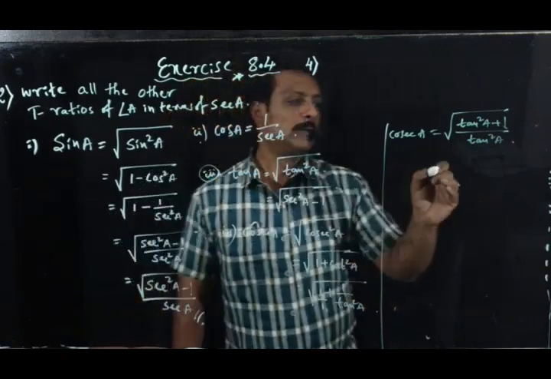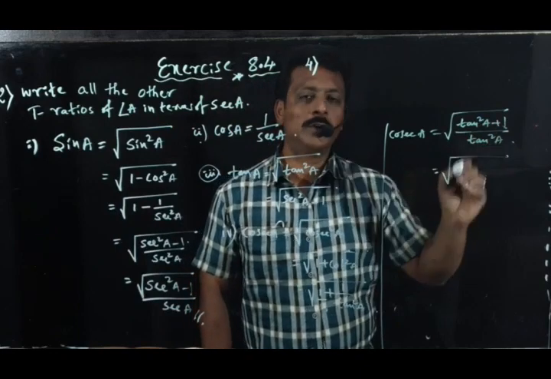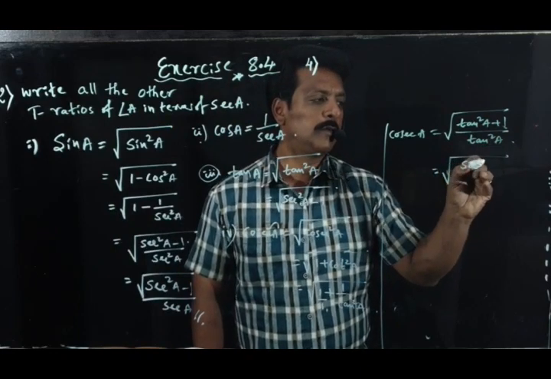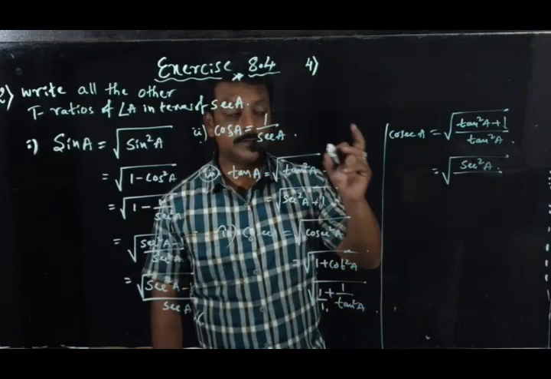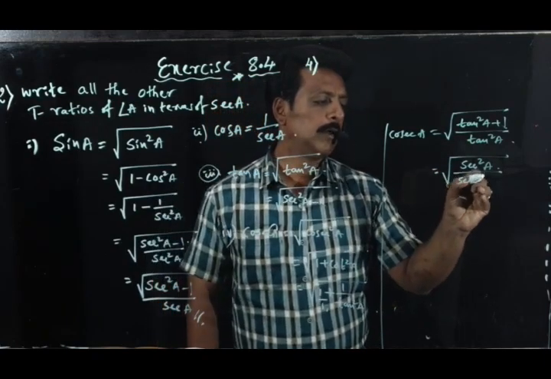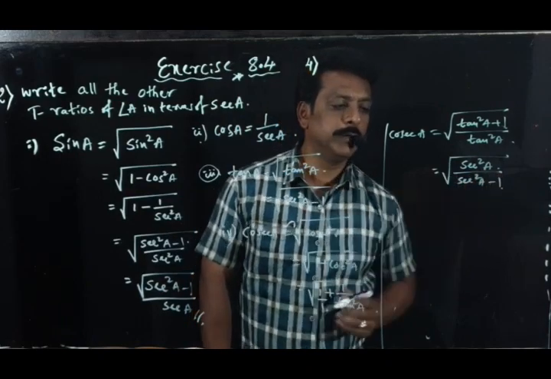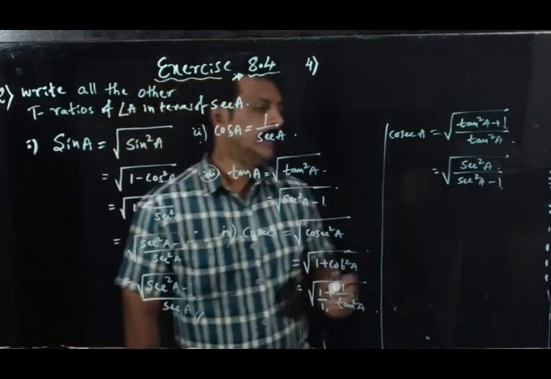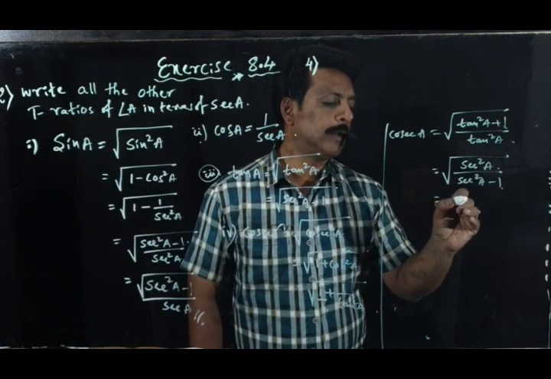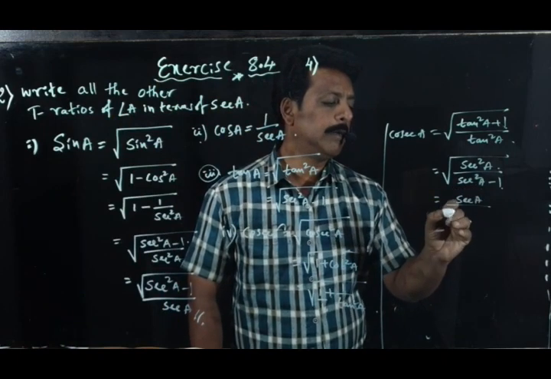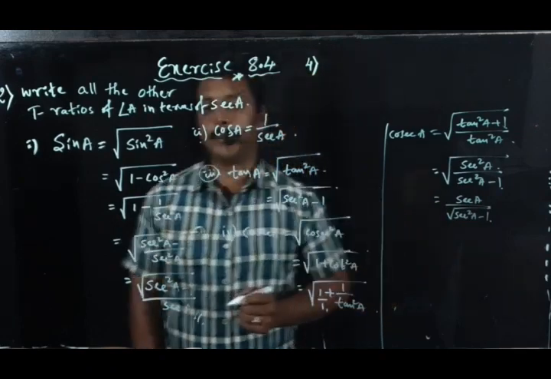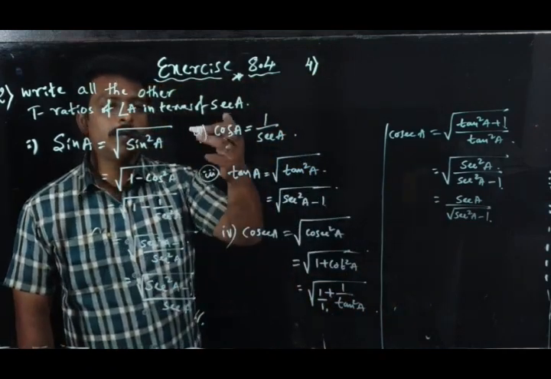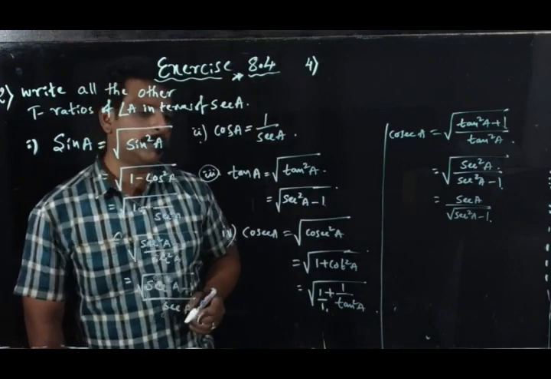Right? So 1 plus tan square theta is equal to sec square A, divided by tan square theta, which is equal to sec square A minus 1. All of you observe here. If you want to write one more step also, sec A divided by square root of sec square A minus 1. This is about cosec. Sec they already gave, so it is not necessary to write sec now.